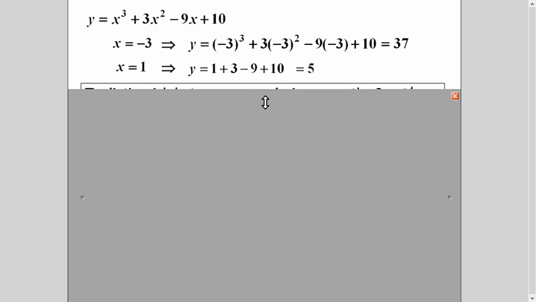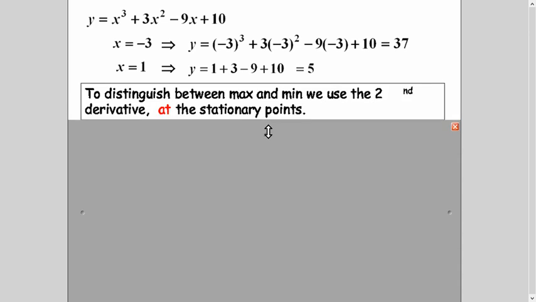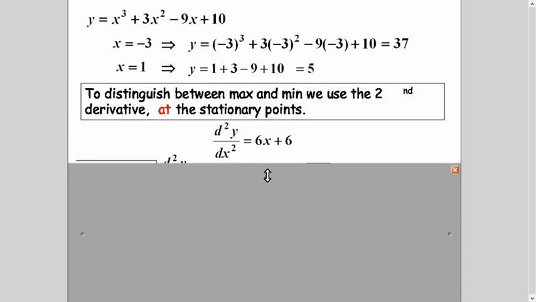Now we have to find the nature. At 1 comma 5, is it a maximum or minimum? At minus 3 comma 37, is it a maximum or minimum? So we will use the double derivative. We have already differentiated it, so the second derivative is basically helping us find out the nature. So now in this equation, I will plug in these values of x, okay?